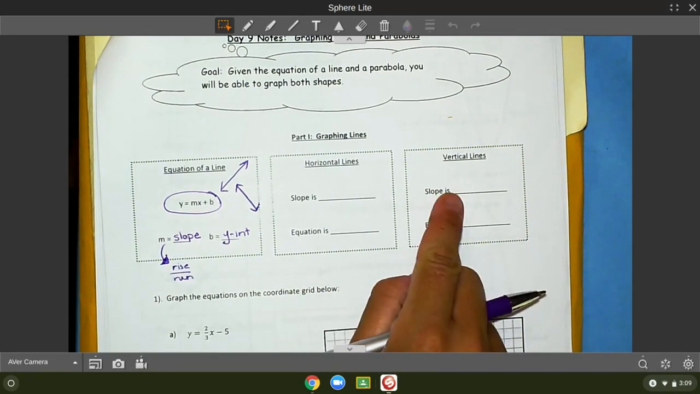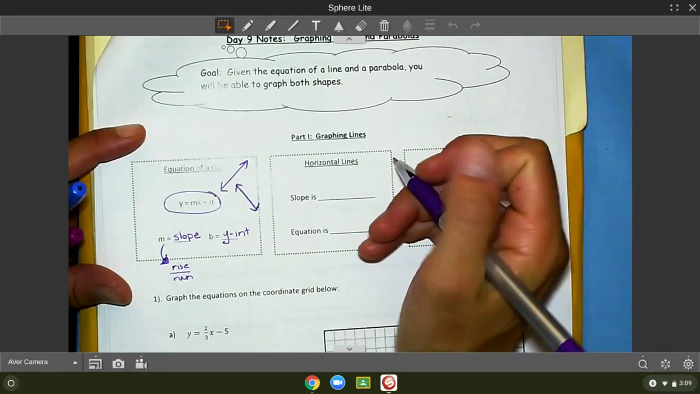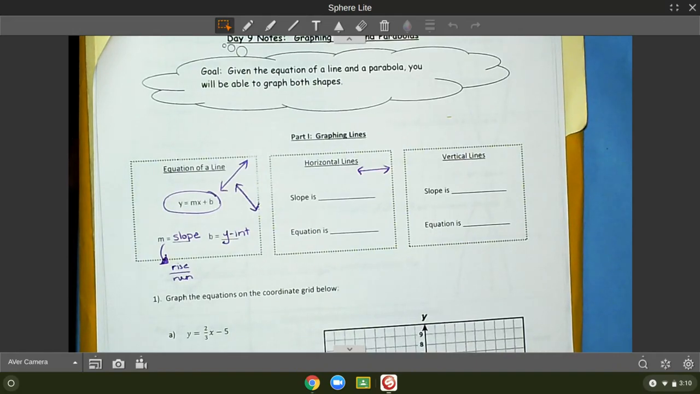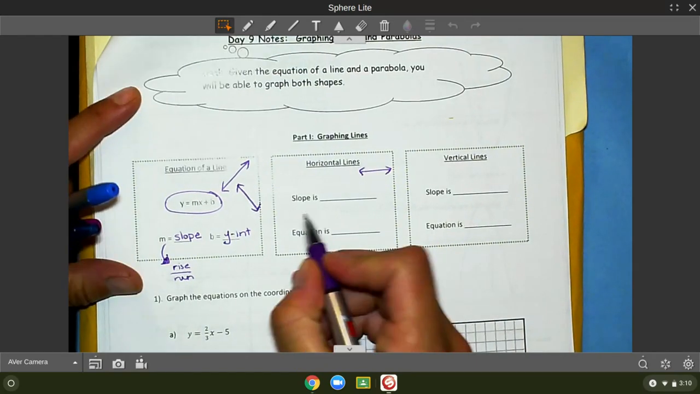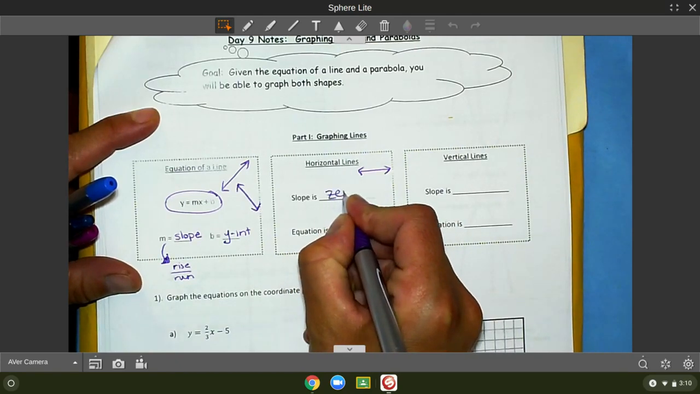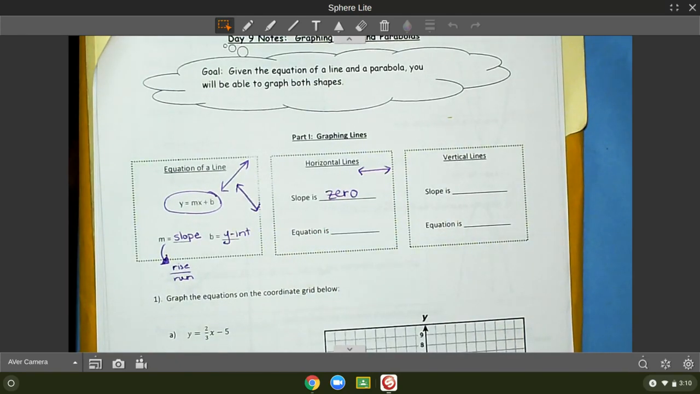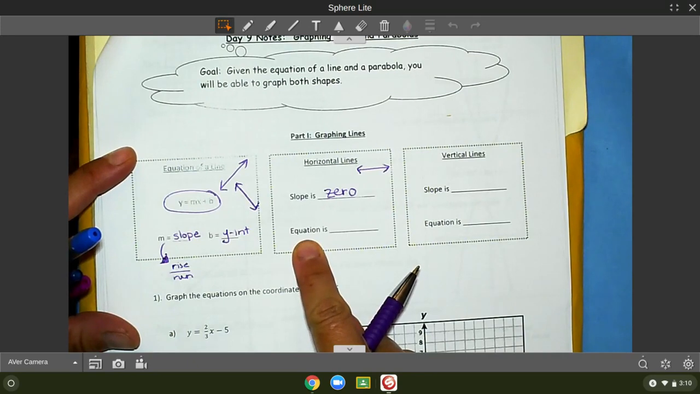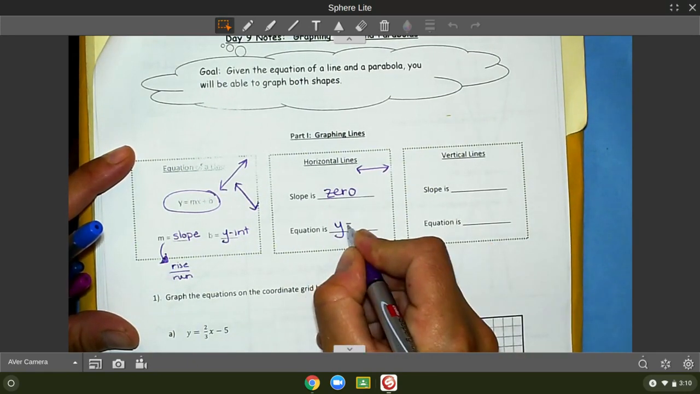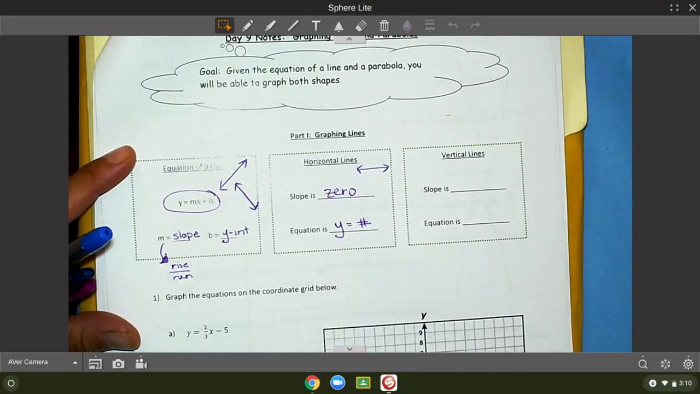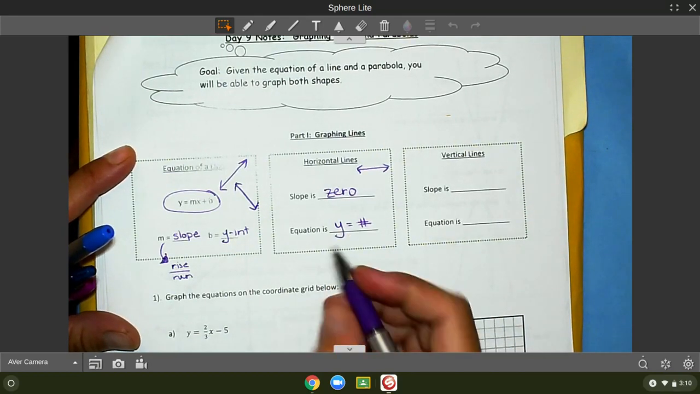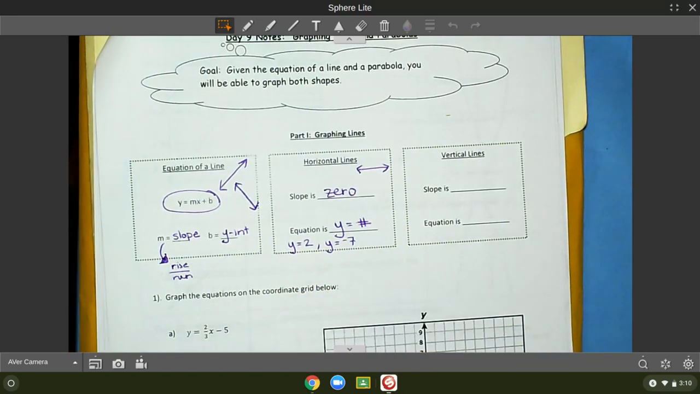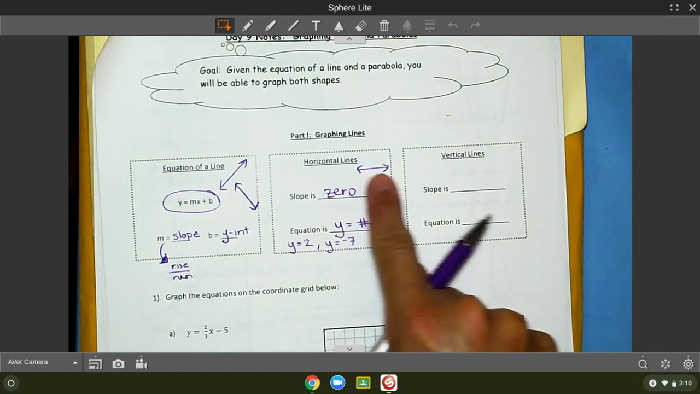Now, we also have two other special types of lines. The first is a horizontal line. A horizontal line is a line that goes across your paper from left to right. The slope is 0. It's not increasing, it's not decreasing, it's just staying the same. The equation for a horizontal line is going to be y equals a number value. So we could have y equals 2. We could have y equals -7. Those are all examples of lines that are going to go straight across your screen from left to right.